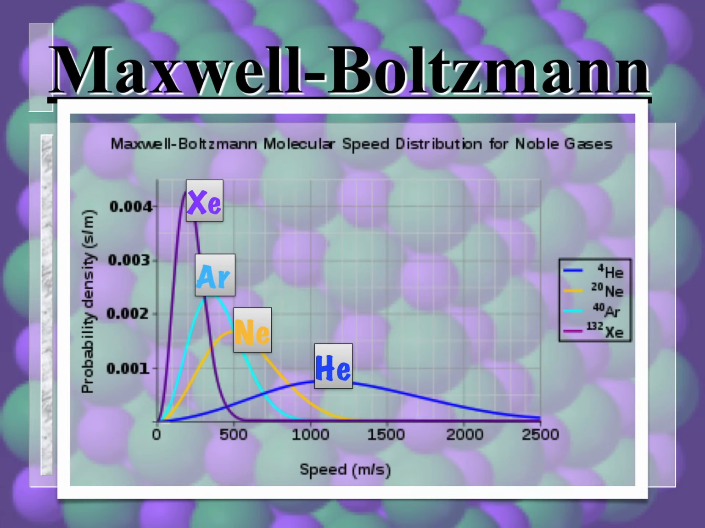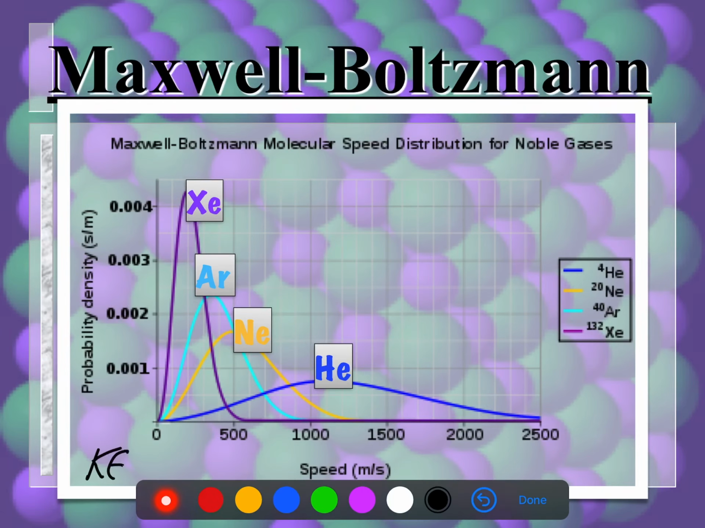Second type of Maxwell-Boltzmann distribution, we could take a look at velocity of particles based upon their mass. We know that kinetic energy is equal to 1/2 mv squared.